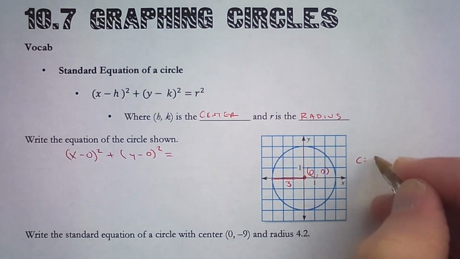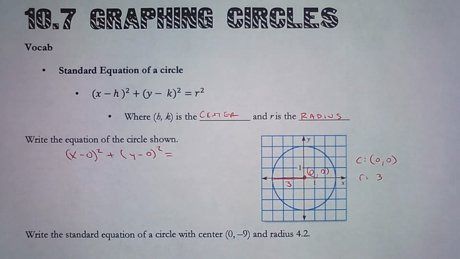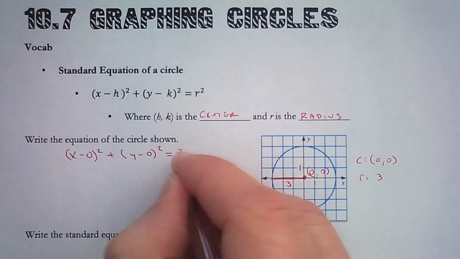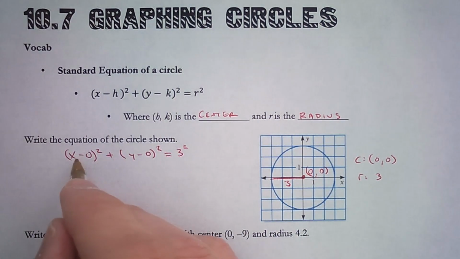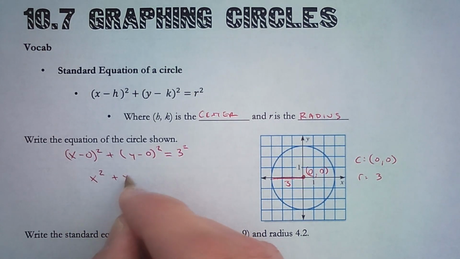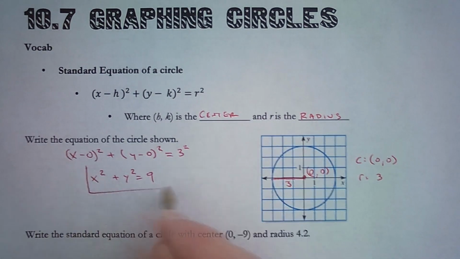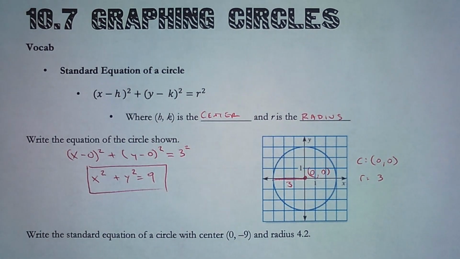So we have a center at (0, 0). We have a radius of 3. So we've got (x minus 0) squared plus (y minus 0) squared equals the radius squared, and 3 squared will go right there. Now x minus 0 is just x, so we can simplify this to x squared plus y squared, and 3 squared is 9. So there's the equation of that circle.